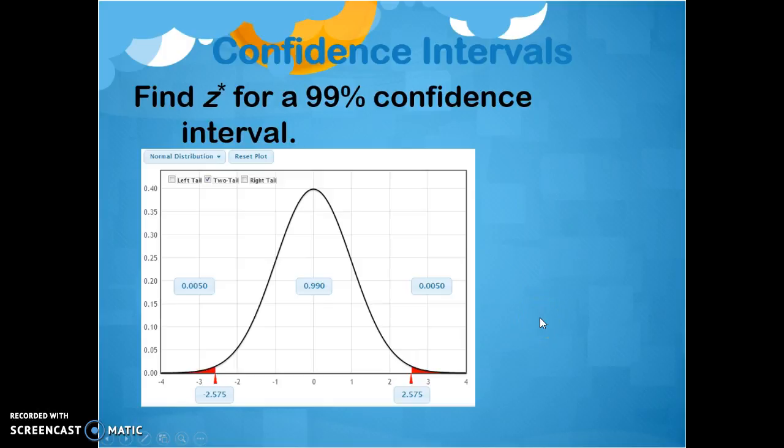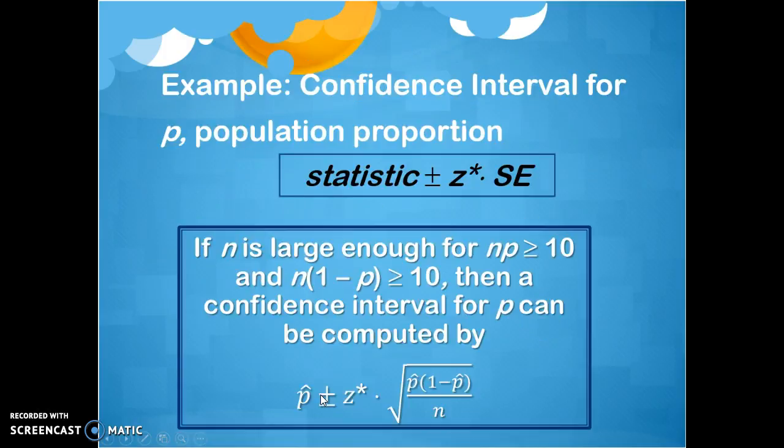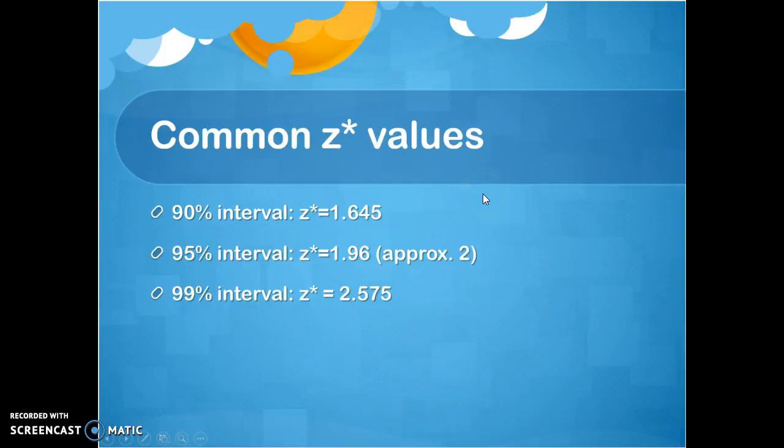So, if we want a 90% interval, we go out 1.6. If we want a 95% interval, we go out 1.96. If we want a 99% interval, we go out 2.575 on the normal distribution.